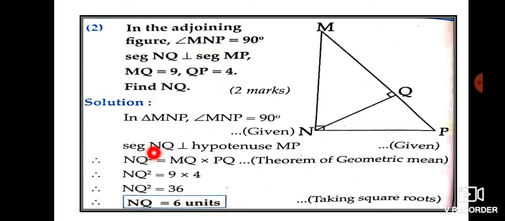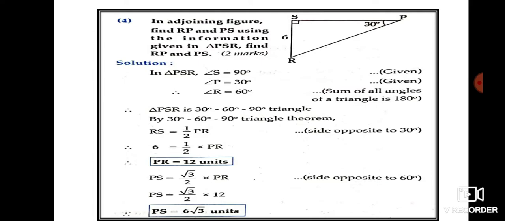Okay, so we are going to write it, and it is very important to write the reason: theorem of geometric mean. And then substitute the values. MQ is 9, PQ is 4, 9 fours are 36. So NQ square is 36. Taking square root on both the sides, you have NQ is equal to 6 units. The third sum is similar to the second sum. So you are going to try the third sum on your own.